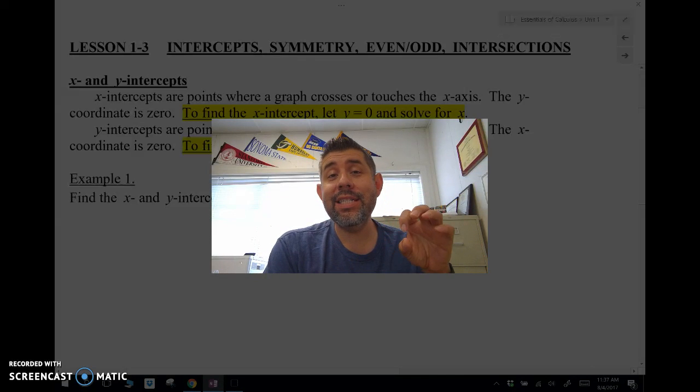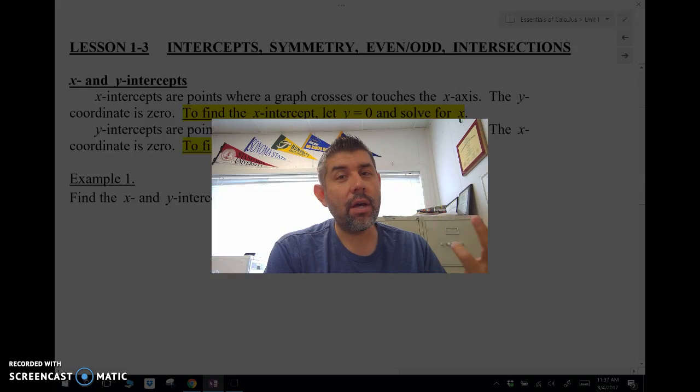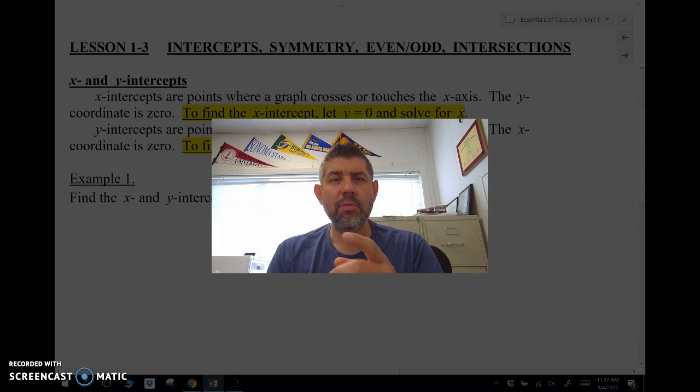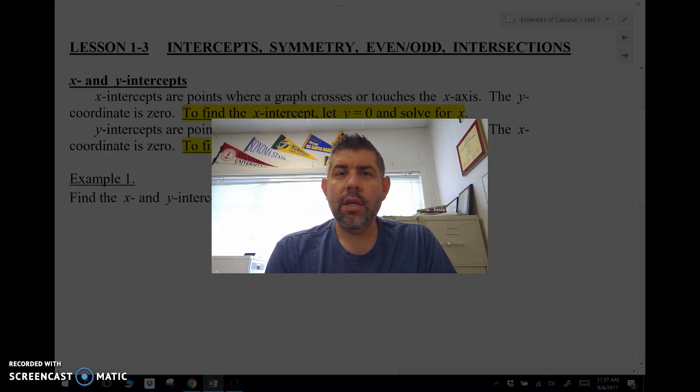This is lesson 1-3A. I'm going to split this lesson 1-3 into three videos. In the first video, I'm going to talk about intercepts, so finding x and y intercepts, and then looking at some symmetry that we often see in calculus in terms of functions, so function symmetry.